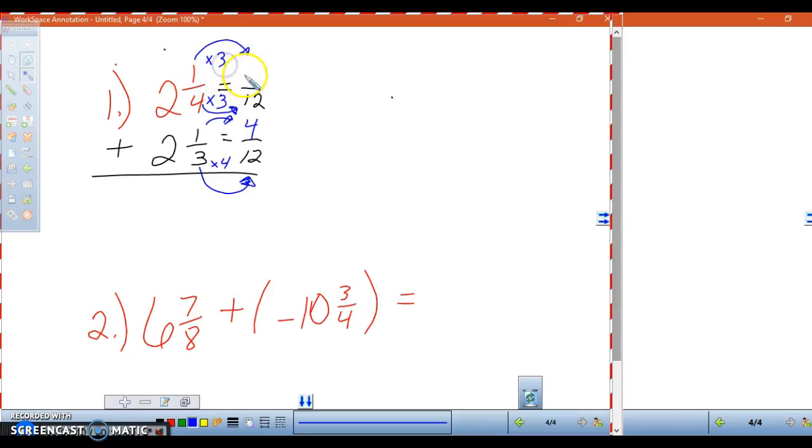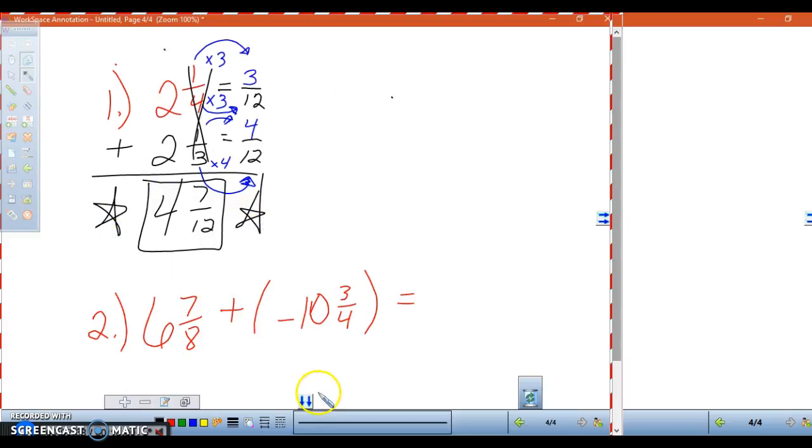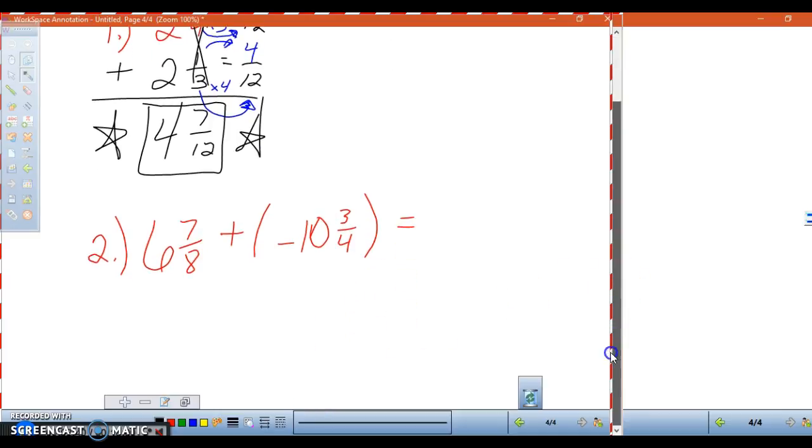So 1 times 3 is 3. Now we simply add, and we get, okay, we cannot forget our whole numbers, 4 and 7/12. These are gone now, okay? Who got that? Good. More than half of us, almost, I would say 75%, so that's awesome. Okay, so 4 and 7/12 was the answer to that one. Let's go to number 2.